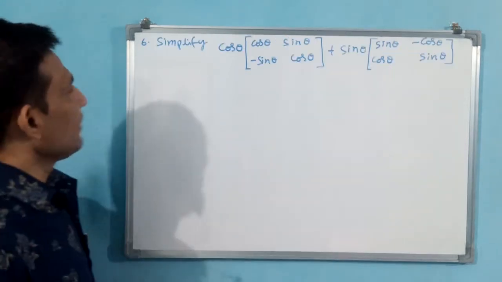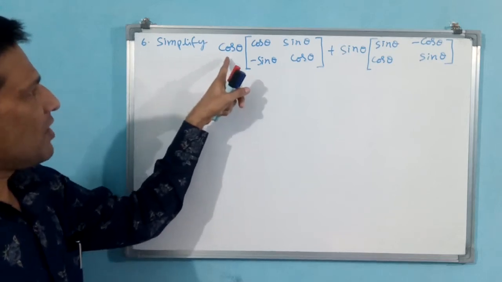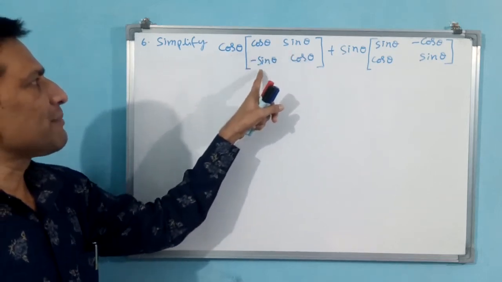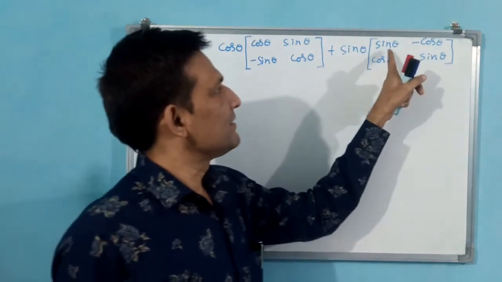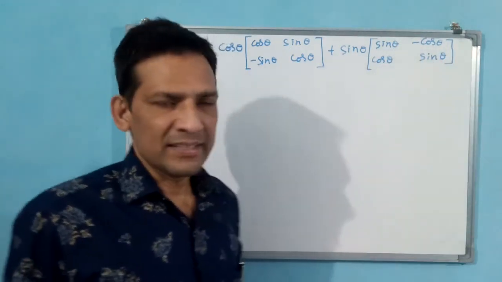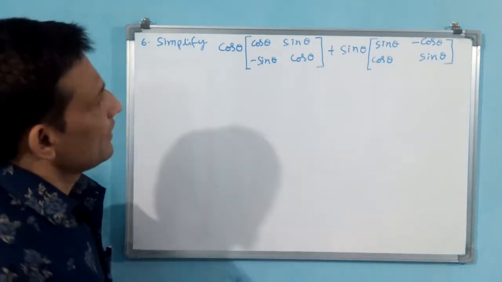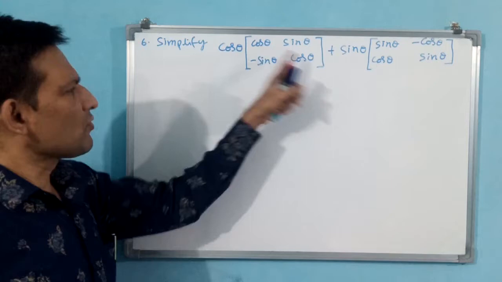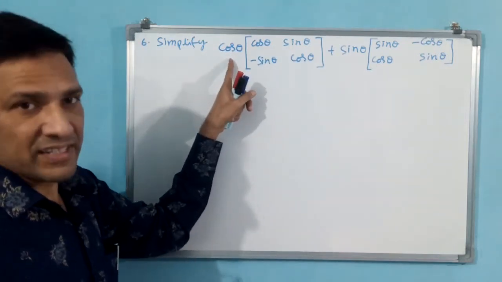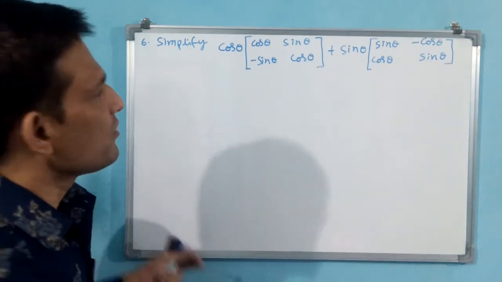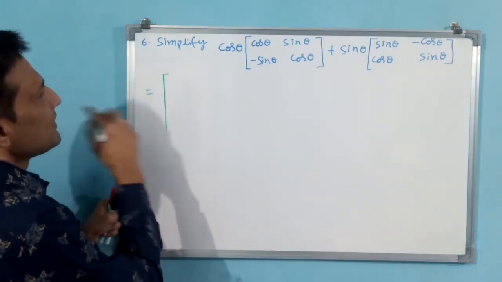Okay. Now see sixth question. Simplify cos theta into the matrix cos theta, sin theta, minus sin theta, cos theta, plus sin theta into the matrix sin theta, minus cos theta, sin theta. Okay. Now see this you have to send inside scalar. Now see this is not a matrix, scalar. You can send inside. It will multiply all. Okay. Let us do it.